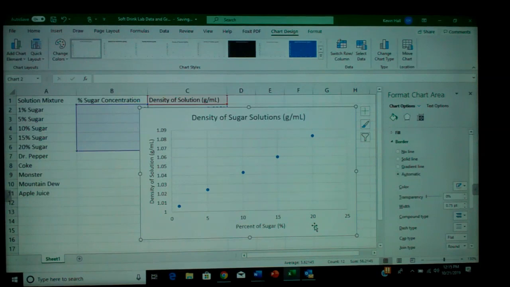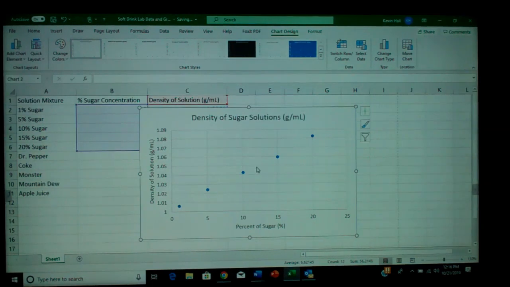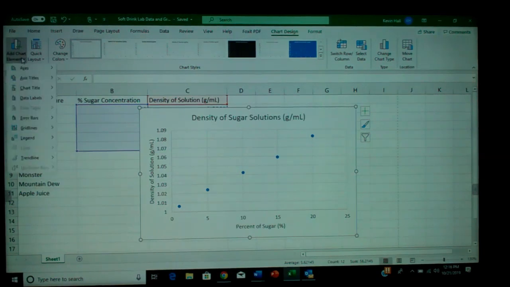All right, then from there, we're missing some things. So, what are we missing? The line of best fit. Line of best fit. So to do that, you're going to go up here where it says add chart element. Have you guys found where you go to add these chart elements yet? You're going to go down here and find this thing that says trend line.